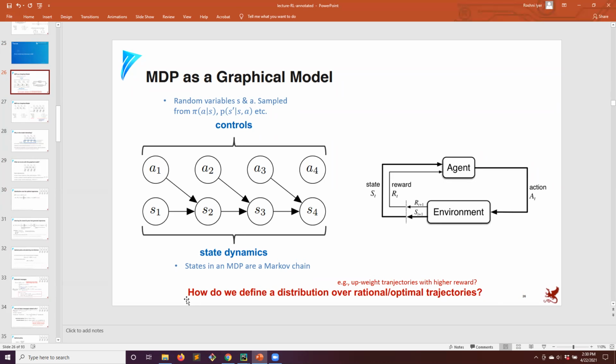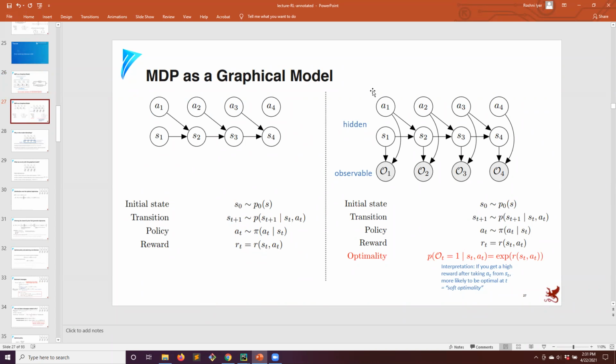Now the question is, how can we define a distribution over rational or optimal trajectories? In other words, given that when we go from one state to another by taking an action, the agent gets a reward, is there some way that we can ensure that trajectories with higher rewards get more weight, and trajectories with lower rewards get less weight? So we're going to explore this idea.